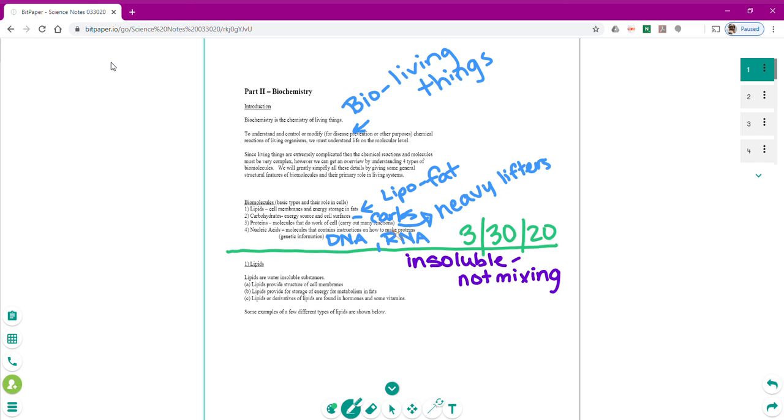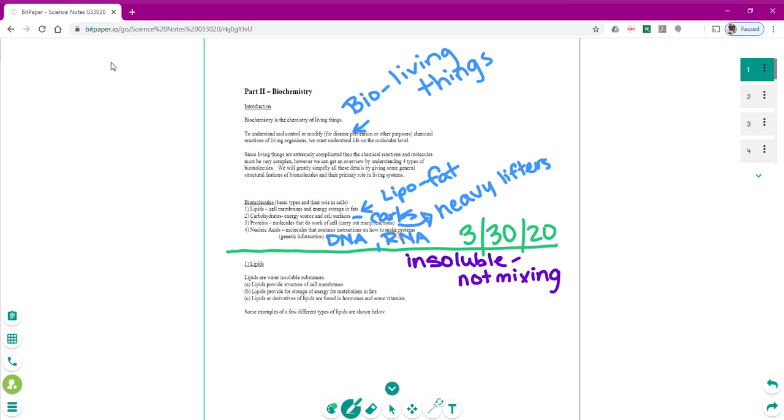Okay? All right. So let's talk about these different ways that lipids show up and how they help and how they are just absolutely invaluable in biological processes. We've got here A, B, and C. Lipids provide structure of cell membranes. Lipids provide for storage of energy for metabolism in fats. Lipids or derivatives of lipids are found in hormones and some vitamins. And then it says some examples of a few different types of lipids are shown below. They've got some neat diagrams that we're going to get into in just a minute.